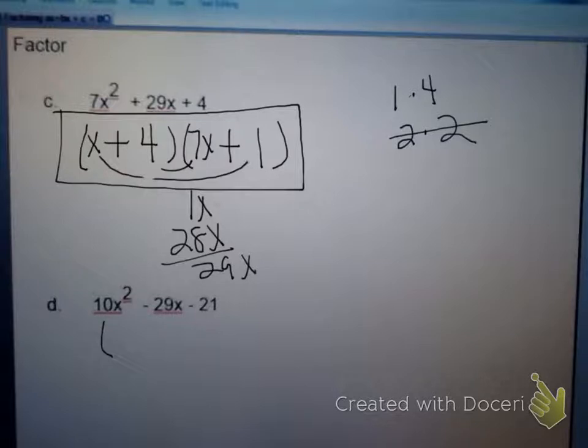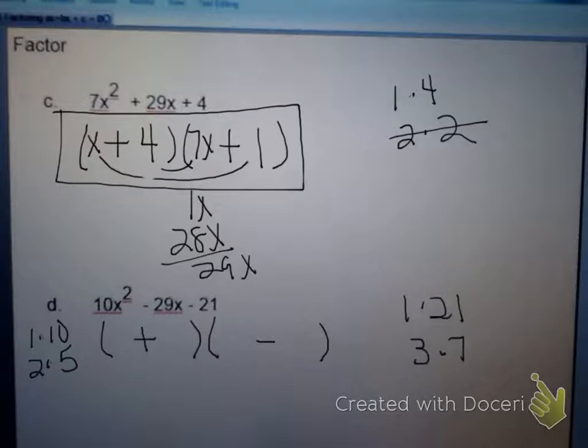Example D. Make our two binomials. The signs are going to be different. One's positive, one's negative. Factors of 10. Now we can either use 1 and 10 or 2 and 5. So list them numerically. Factors of 21: 1 and 21, and 3 and 7. Now like I said earlier, always start at the bottom and work your way up. Very rarely is it the 1 and the number itself. Okay, so I'm going to try the 2x and 5x. And I am just guessing. And I'm going to try the 3 and the 7.